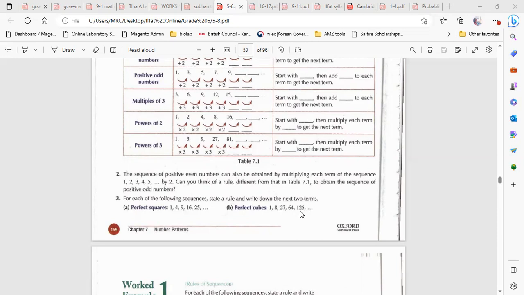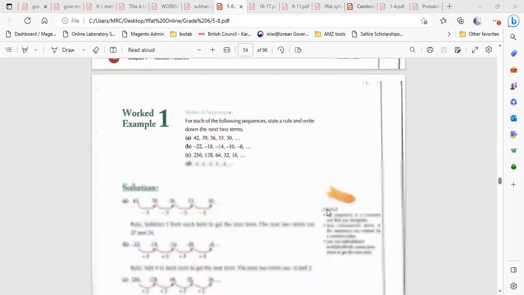Here we have cubed numbers. So 1 is the cube of 1, 8 is the cube of 2, and here we have 27, which is the cube of 3. 64 is the cube of 4 and 125 is the cube of 5, and you have to find what the cube of 6 is and what the cube of 7 is.